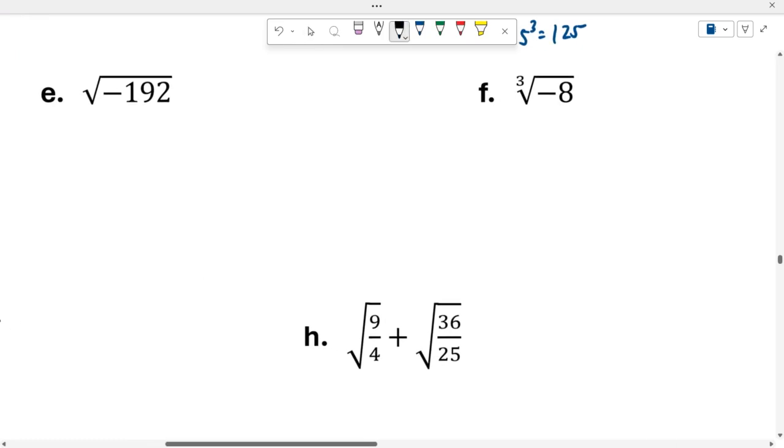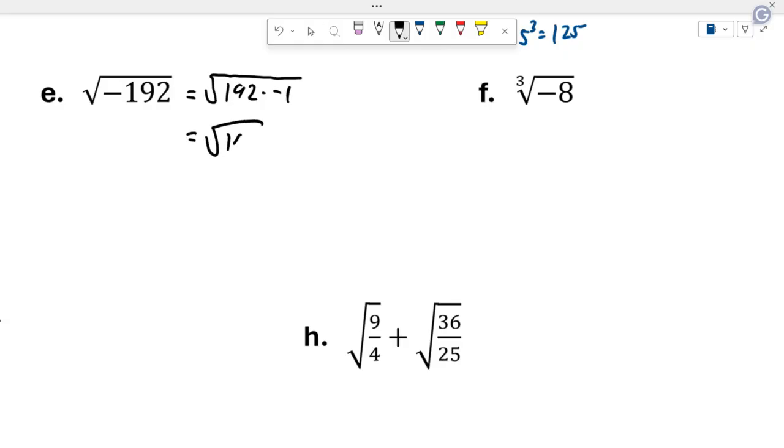All right, E. So for E, very similar to D, I've got the square root of -192. So again, this first step is not strictly necessary, right? And the second step is not strictly necessary. You could just jump right to talking about i. But I'm going to write it out anyway.